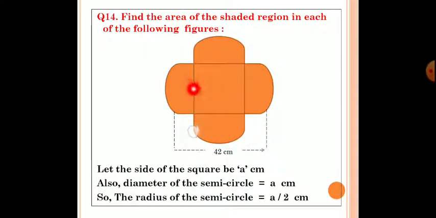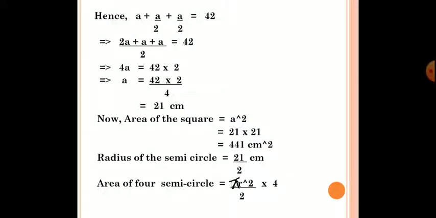That means the radius of the semicircle plus the side of the square plus the radius of this semicircle total is equal to 42 centimeter. Let us take the side of the square to be a centimeter. Also, the diameter of the semicircle is a centimeter, since the side of the square is considered to be the diameter of the semicircle. So the radius of the semicircle will be a by 2. Now we can write the equation as a plus a by 2 plus a by 2 equals 42.